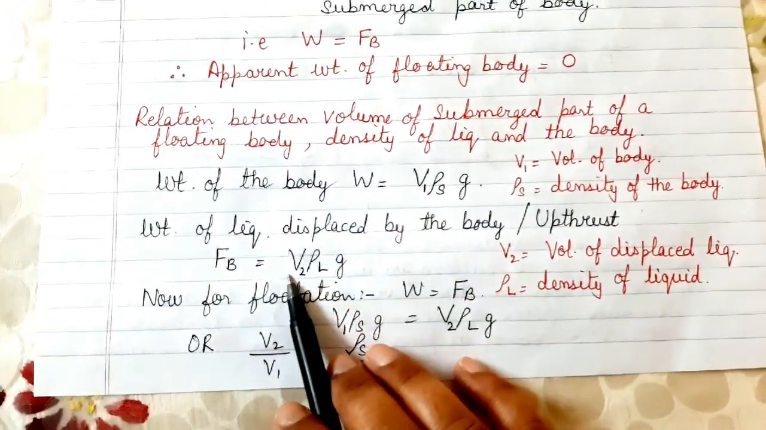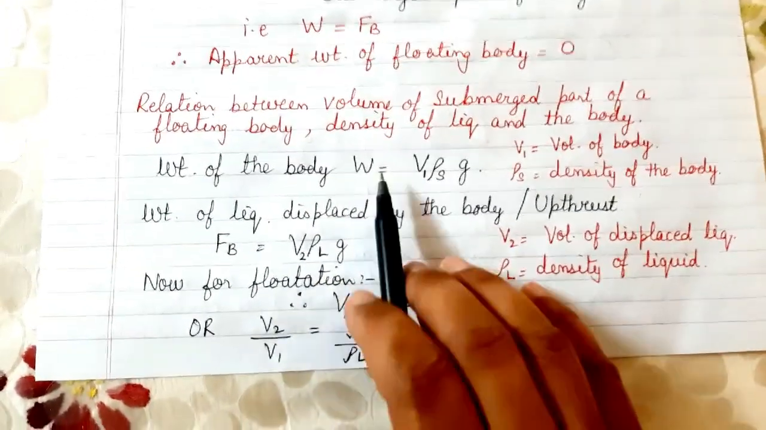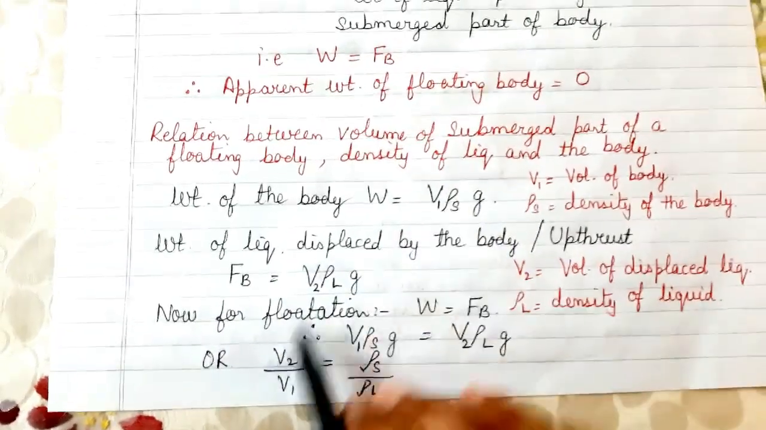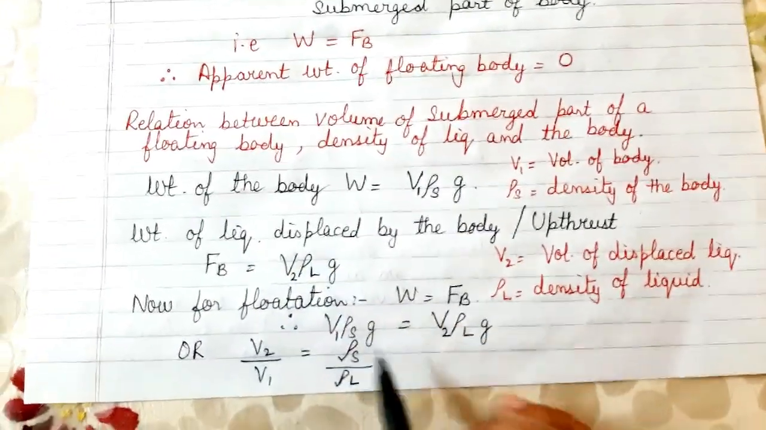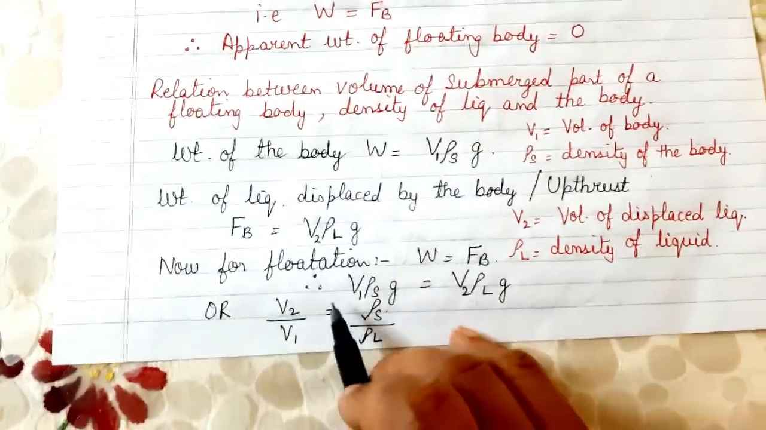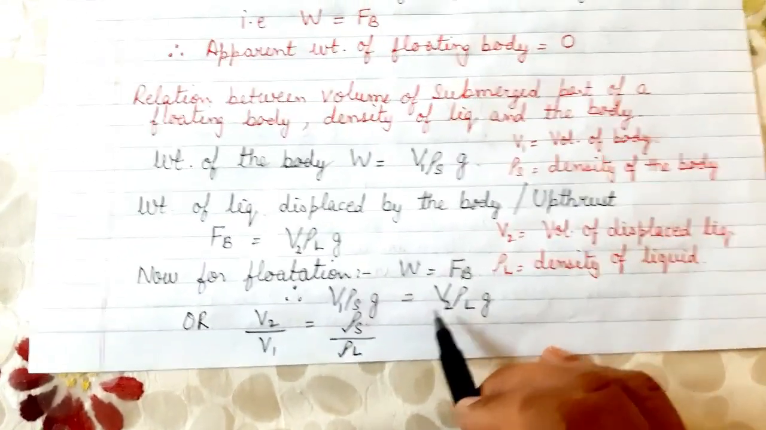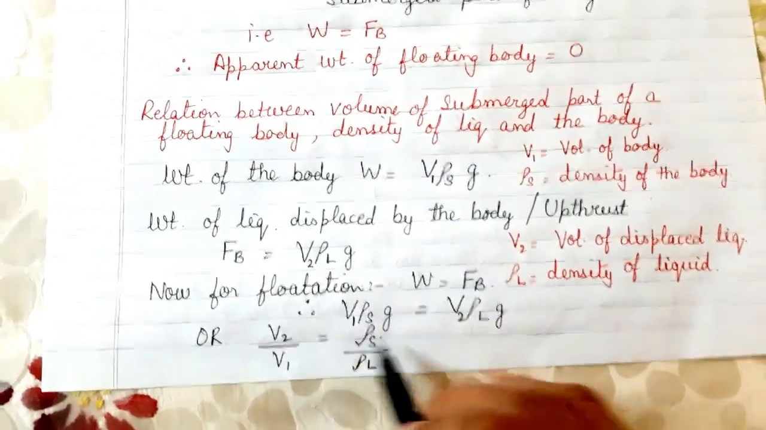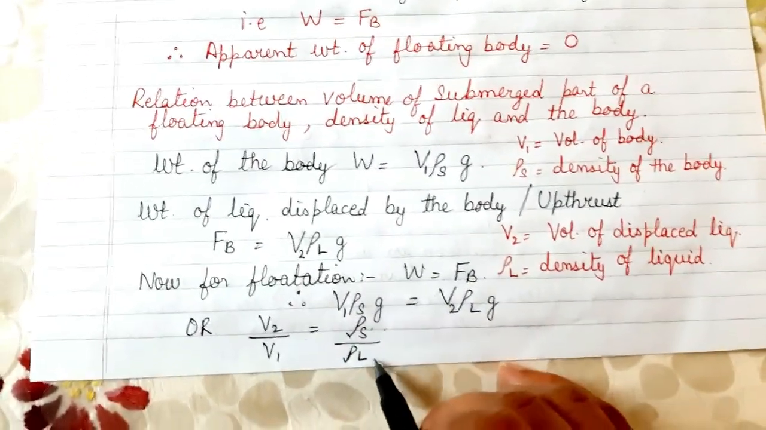of the body is equal to the buoyant force. So when I equate both, I substitute the value of W, I substitute the value of FB, and g cancels because it's common. And I rearrange this. When I rearrange this, what do I get? I get V2 upon V1 is equal to rho S upon rho L.